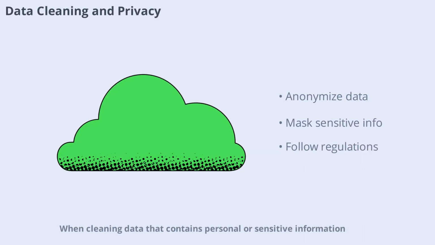When cleaning data that contains personal or sensitive information, privacy must be a top priority. Techniques like anonymization and masking help protect individual identities. Always follow relevant regulations and best practices to ensure data privacy and security.